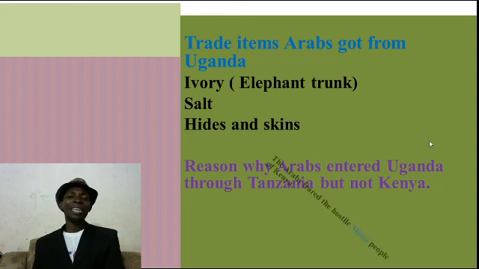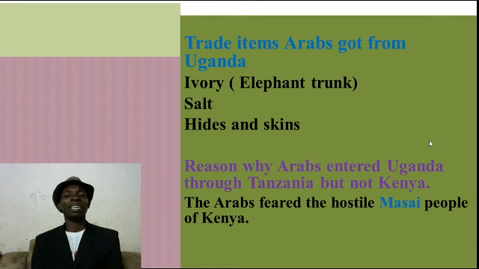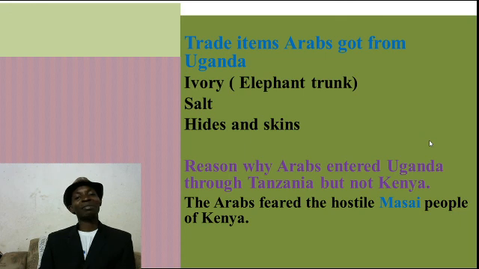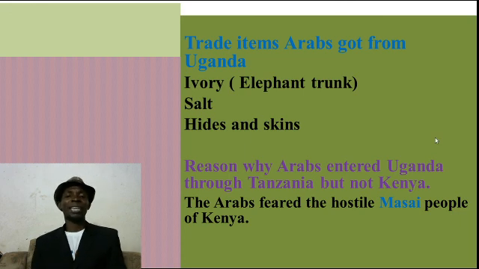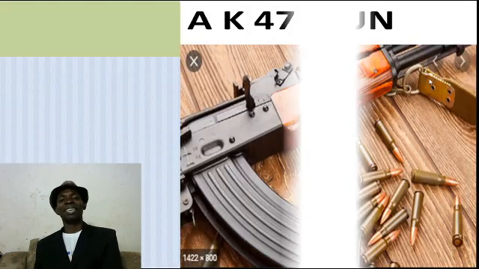Why did the Arabs enter Uganda through Tanzania and not Kenya? Why did they use a long route, not a short route? The Arabs feared the hostile, dangerous people of Kenya called the Maasai. The Maasai would not allow any person to pass by their land.